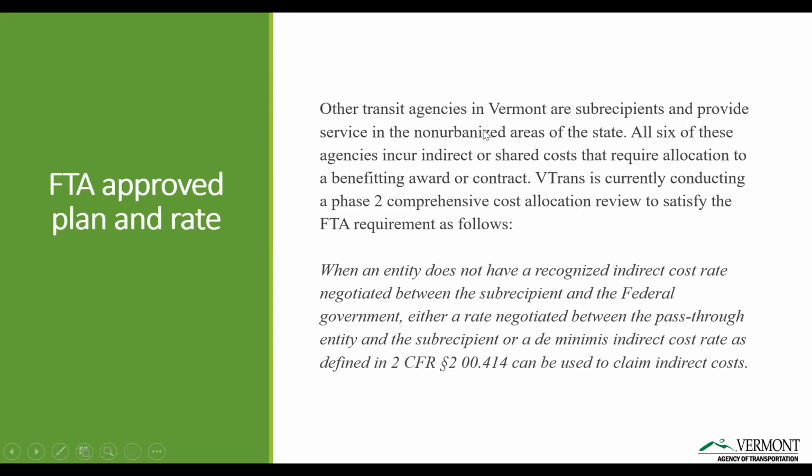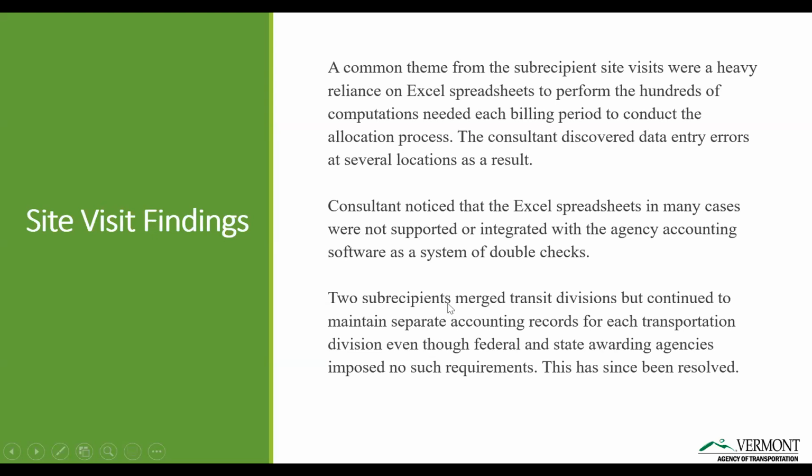Other transit agencies in Vermont are subrecipients and provide services in the non-urbanized areas of the state. All six of these agencies incur direct, indirect, or shared costs that require allocation to a benefiting award or contract. VTrans is currently working on what we would call our cost allocation 2.0, working with all of our subrecipients around the state. And this is just specific language that Rich had provided in his summary report about the requirements for an indirect cost rate or a de minimis rate.